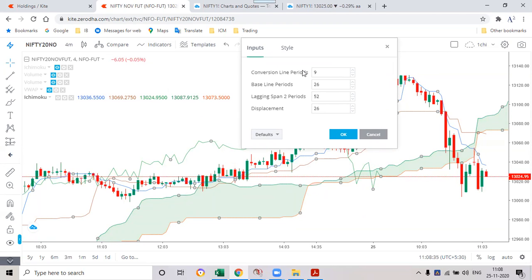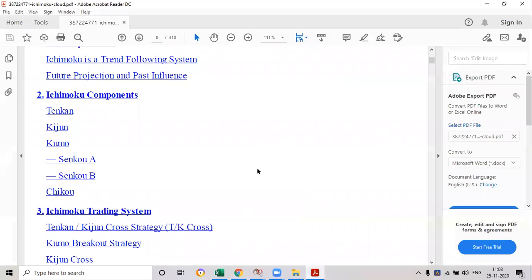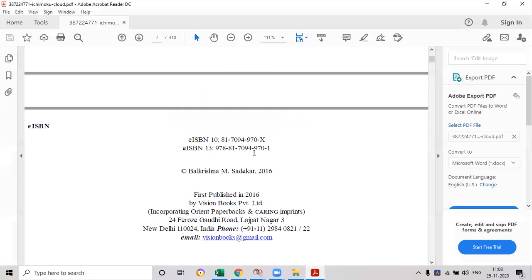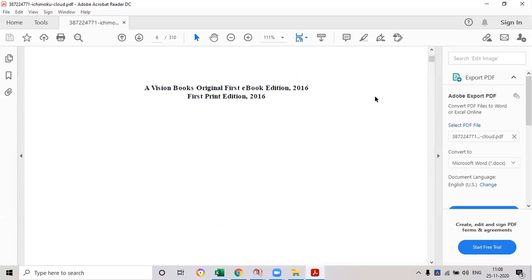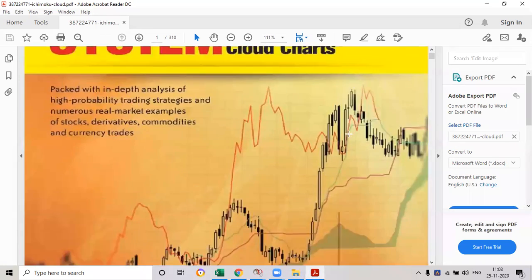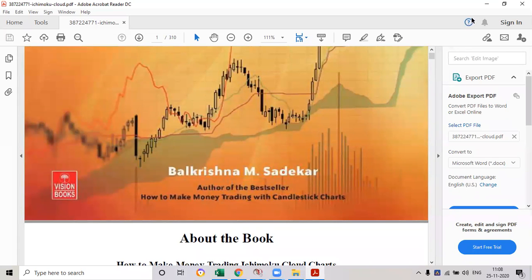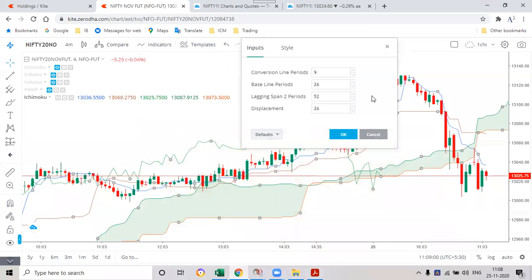This conversion line is nothing but, in Japanese they call it Tenkan-sen. All that explanation is there in this book, which I will share with you, a very good book on Ichimoku clouds. Reading the book may be a bit boring, so first apply the settings to the chart and then observe, and wherever you get a doubt, you can read that. So make note of it.